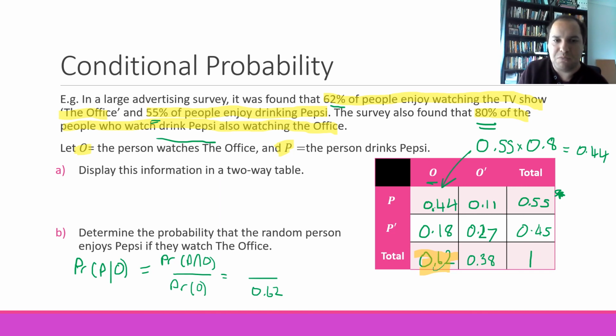The probability that a person watches The Office and drinks Pepsi, that is our value up here, 0.44. Writing that as a fraction, it'll just be 22 out of 31, or approximately 66 or so percent. So what this means then is if you find a person who watches The Office, there's a 22 out of 31, or about 66% chance that they also like Pepsi.